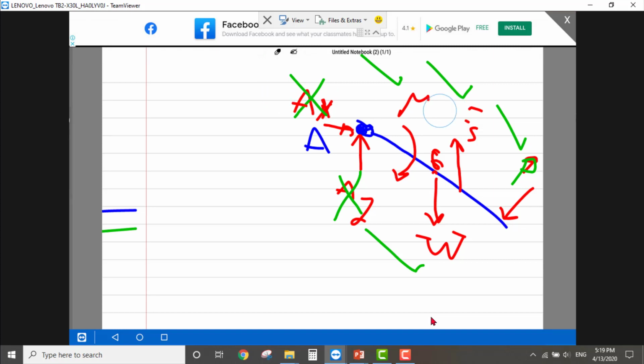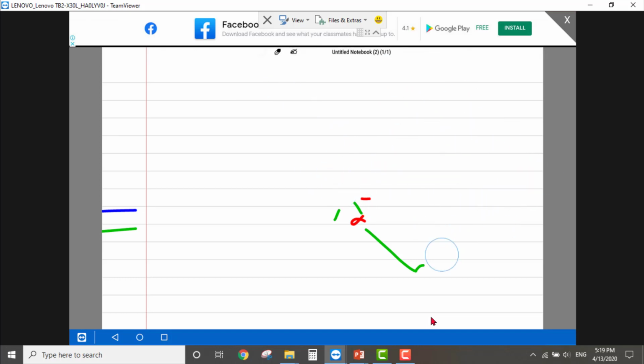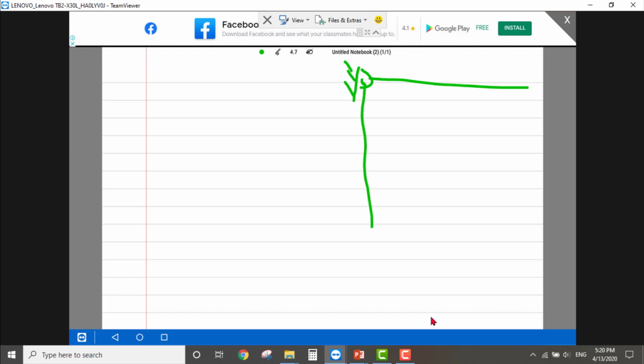Okay, and let me erase this one first, and then we'll move to the first load. Okay, so here is the bar. I'll start first with the moment.